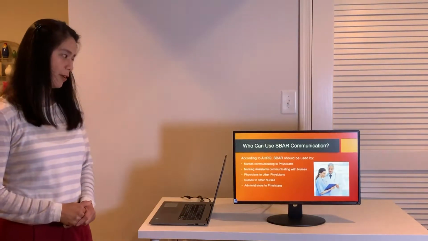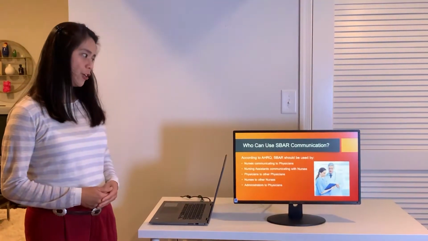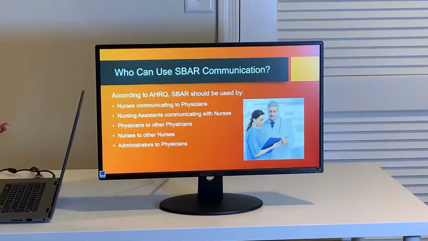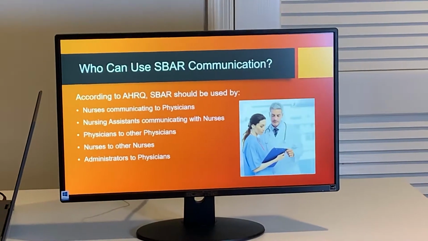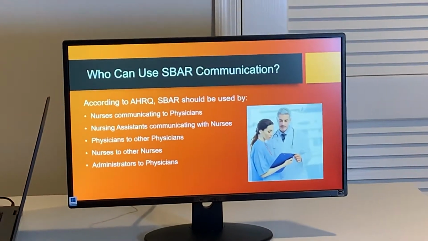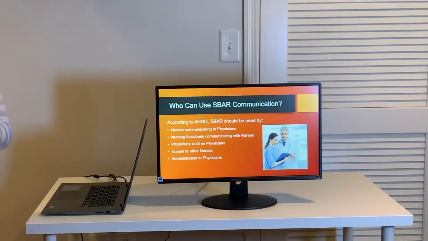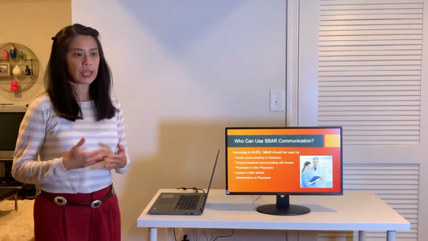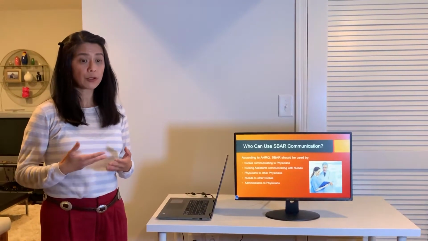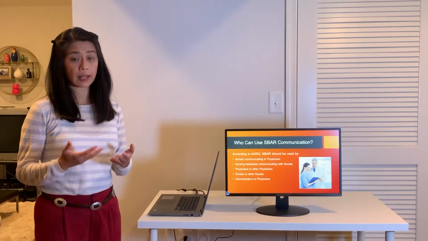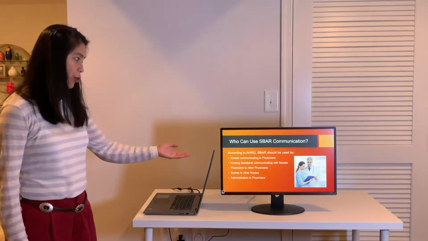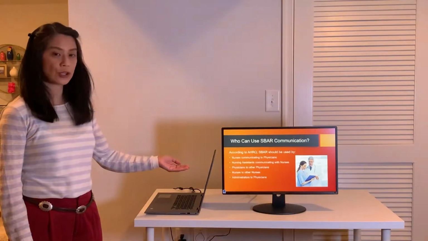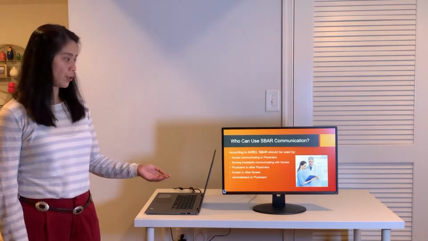Who can use SBAR communication? According to AHRQ, SBAR should be used by nurses communicating to physicians. As you all know, nurses are trained to be descriptive and narrative. However, on the other hand, physicians would like to go straight to the issue, the meat of the issue. With the use of SBAR, nurses are able to organize their thoughts and communicate the information about the patient in a clear and concise manner. It can also be used by nursing assistants communicating with nurses, physicians to other physicians, nurses to other nurses, and administrators to physicians.